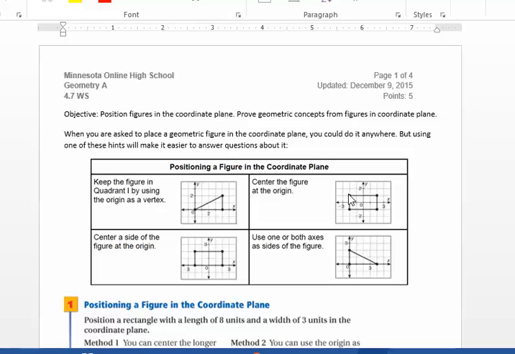Another option would be to put it so that the center is at the origin, because then you have this nice kind of symmetric figure. Another idea is this bottom one. This is a good idea too. Center a side of the figure at the origin, and then you could also use the axes to make the figure, which of course is a nice way, and then you still have one of the vertices at the origin. Why do we want to use the origin? Because then one of our coordinates is 0, 0, and then your other coordinates are easy to find because you would just move over on the x-axis and up on the y-axis.